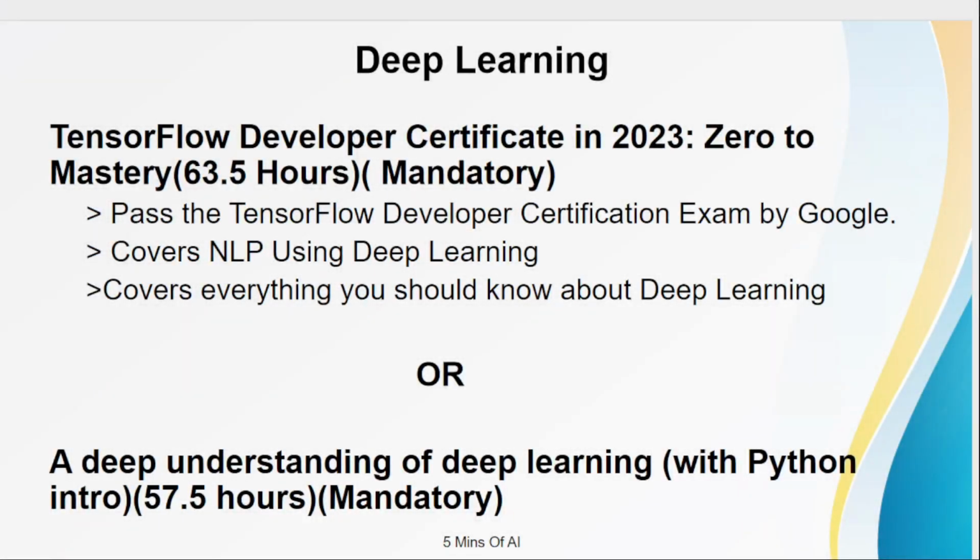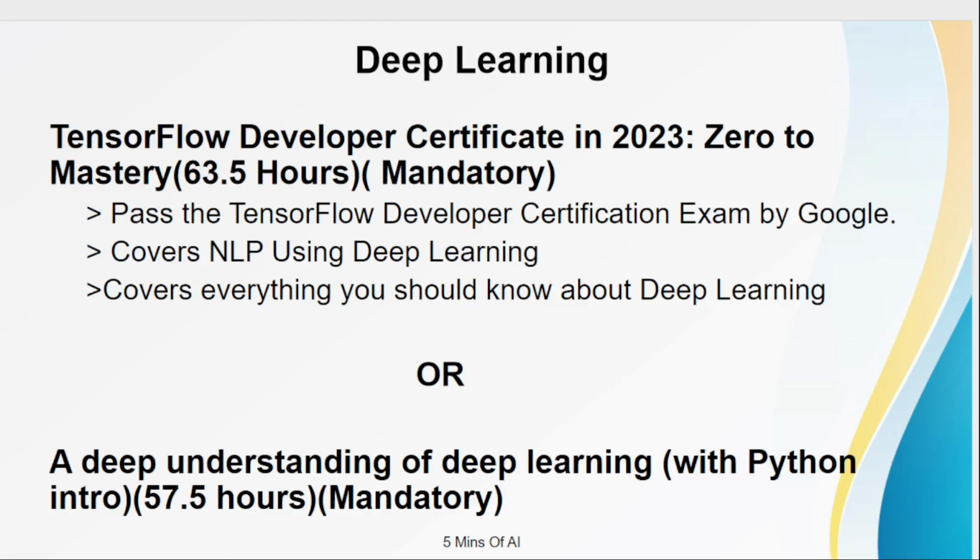For deep learning there are two paths. One is using TensorFlow, the other is using PyTorch. The first course is for TensorFlow, which is about 63.5 hours, and this course not only helps you touch the entire core concepts of deep learning along with NLP and all, but also helps you pass the TensorFlow Developer Certificate.